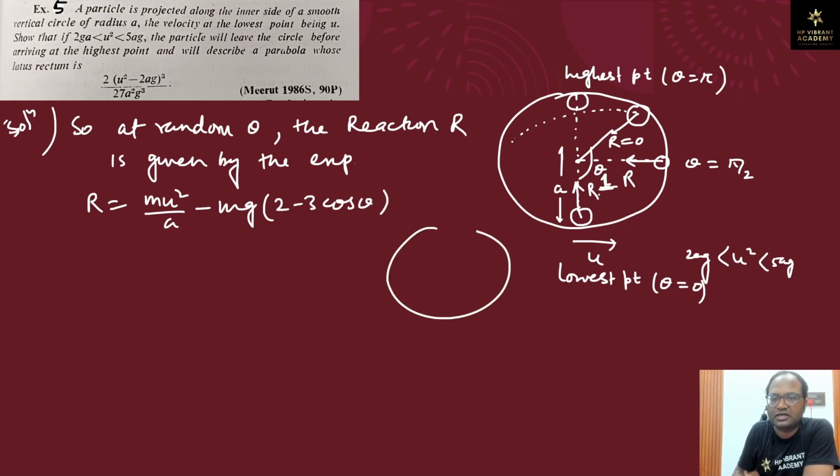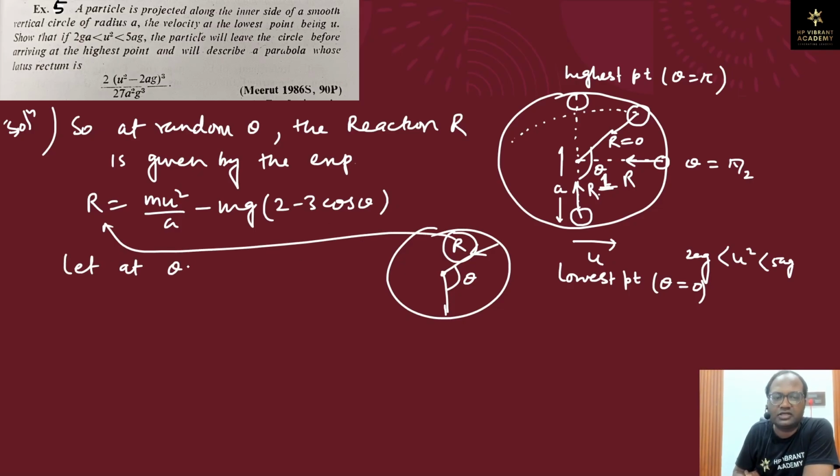Suppose at angle theta we have to find the reaction R. This reaction R is given by this particular expression. So let at theta equal to theta 1, R be equal to 0. At this particular instance R is equal to 0, and we have considered this angle as theta 1. So let us find this.